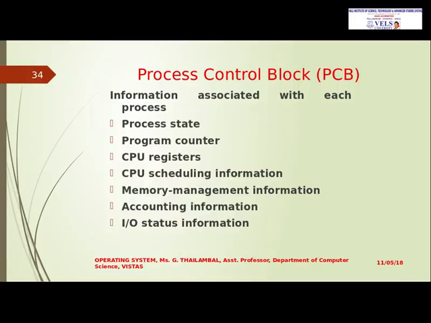And CPU registers, as you all know, the data will be stored in registers as hexadecimal numbers, and you have so many registers, A, B, C, D, pair registers, everything. And CPU scheduling information. CPU scheduling information is when this process can be executed, whether the CPU is ready to execute or not. That information is also maintained by the PCB.